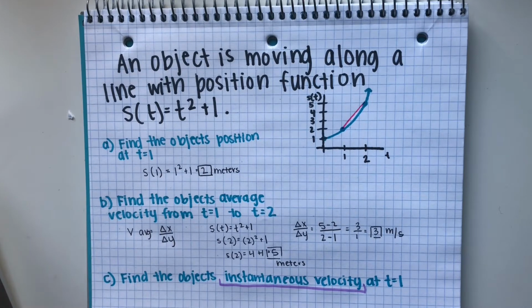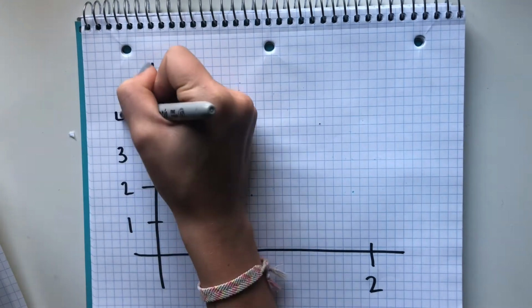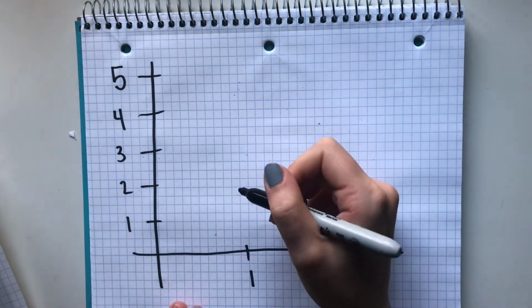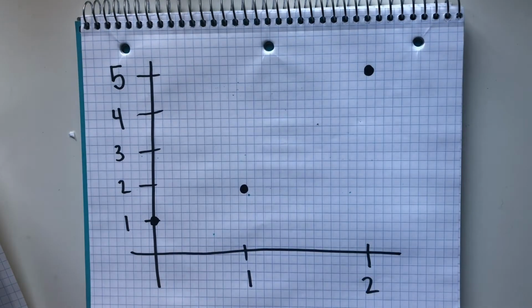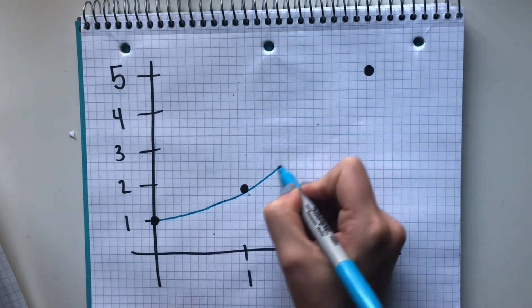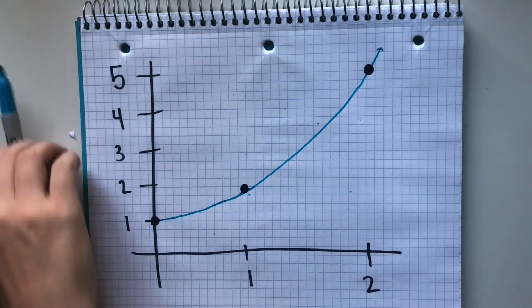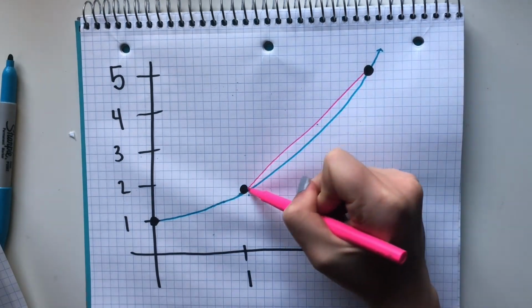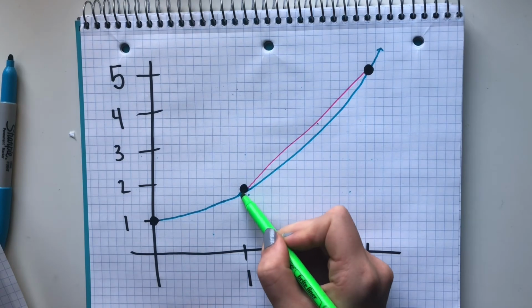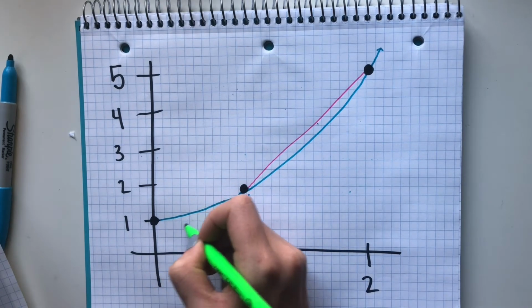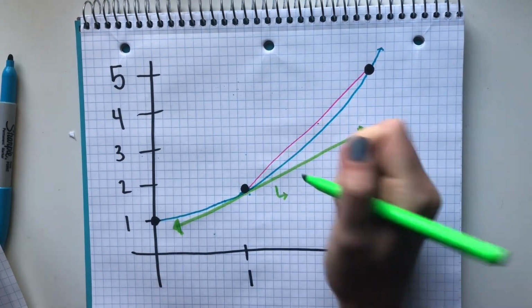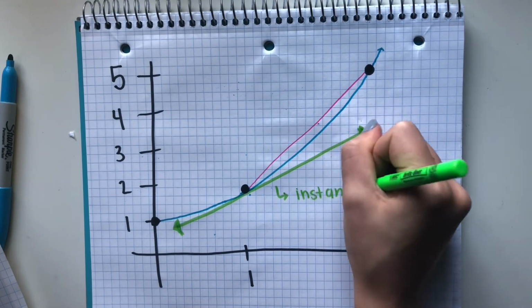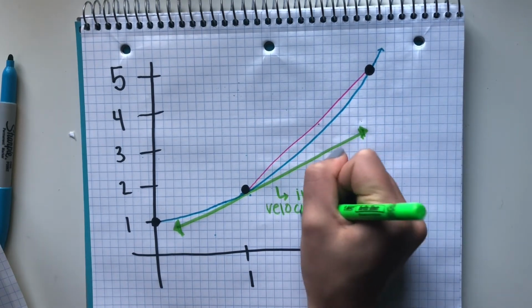Part C asks us to find the object's instantaneous velocity at t equals 1. To give a better visual for this instantaneous velocity, because it can be pretty tricky, I'm just going to draw out the graph again. So here are our points, here's our function. Connect them with blue. And then the pink between t1 and t2 is going to be the average velocity, so that's the slope of the secant line between the 2 points. And the instantaneous velocity is going to be here in green, and that's going to be the tangent line at t1. And it's going to give us the velocity at that specific point.